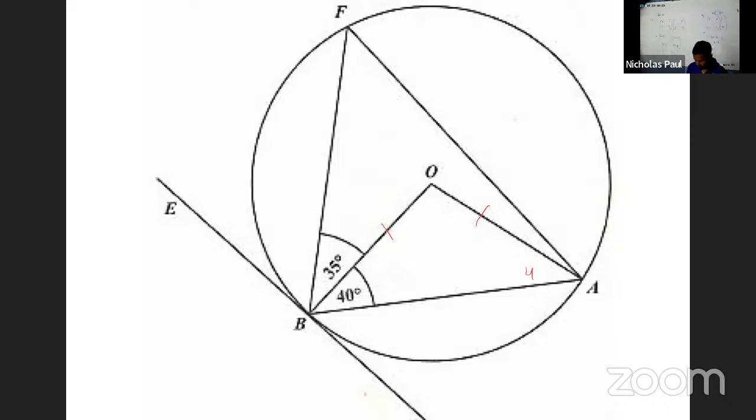So therefore here is also 40. Correct? So could we finish that triangle off? 40, 40. So here must be 100. And then the angle at the center is half the angle at the circumference. So the angle here is how much? 50.